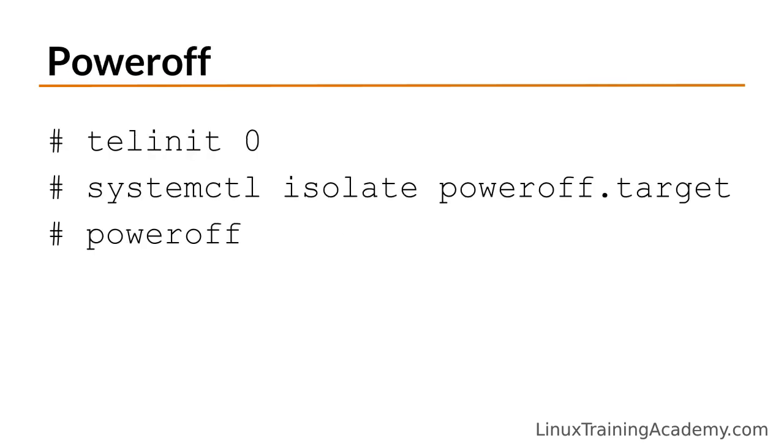To power off a system, use run level 0, the poweroff target, or the poweroff command. Again, using init, you can run telinit 0, and with systemd, run systemctl isolate poweroff.target. Or finally, the easiest way to do it is simply to run the poweroff command.